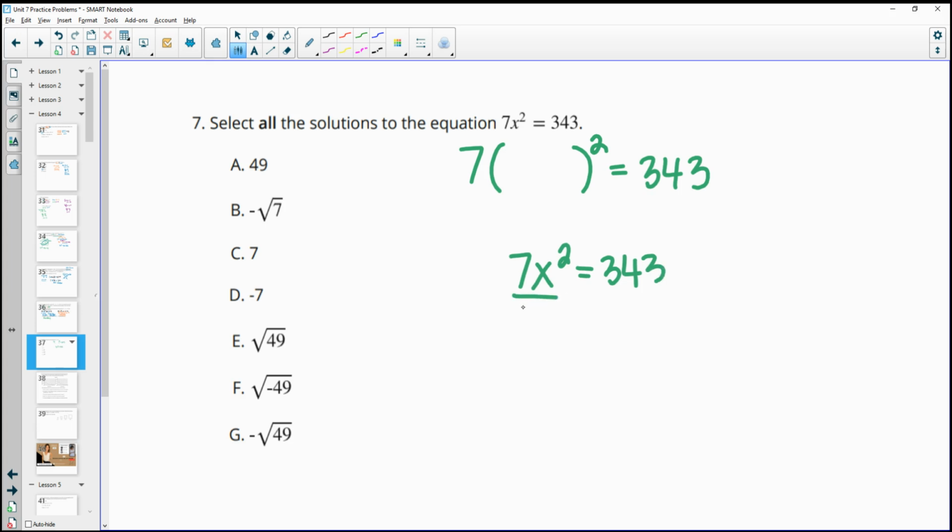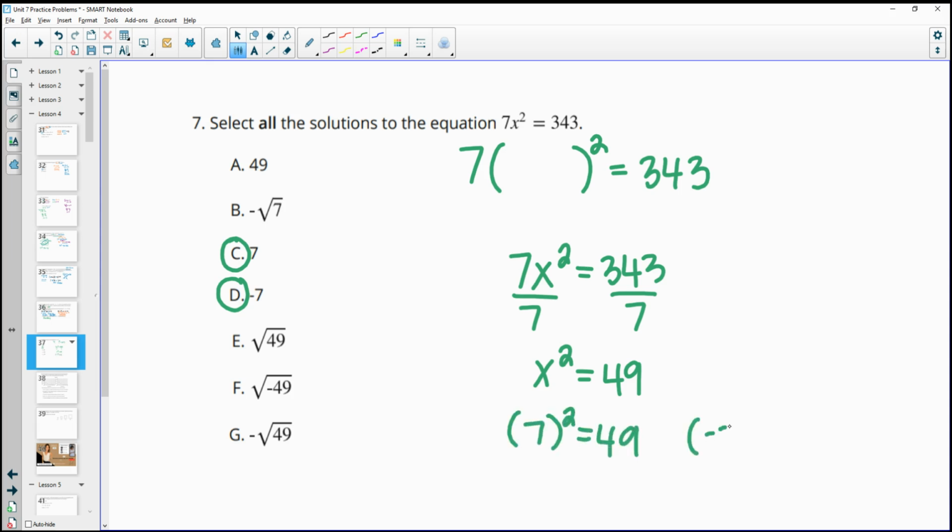And so if we divide both sides by 7, we end up finding out that the x squared portion needs to be 49. And so what number squared gives us 49? And so you might know that that could be 7, or it could be negative 7, right? So if we do 7 squared, that's 49. If we do negative 7 squared, that's negative 7 times negative 7, which is also positive 49.